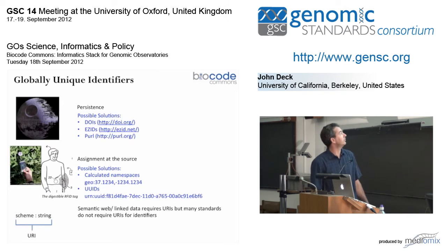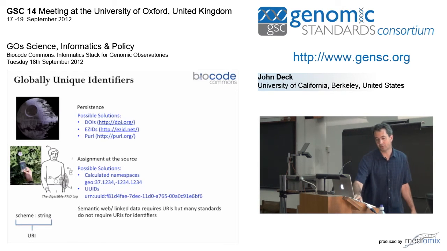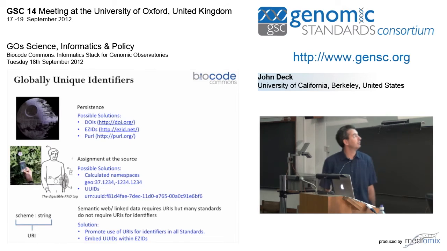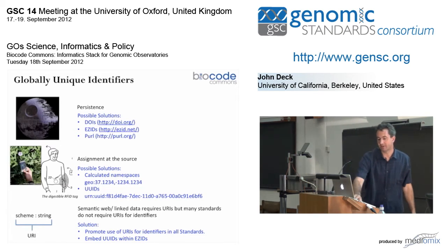Another issue, a very simple thing, is that the semantic web and linked data require URIs, but many standards don't require URIs for identifiers. So a simple solution is just promoting the use of URIs for identifiers. There are some other solutions which, if you really get into it, you can talk about, like embedding UUIDs with other types of identifiers.